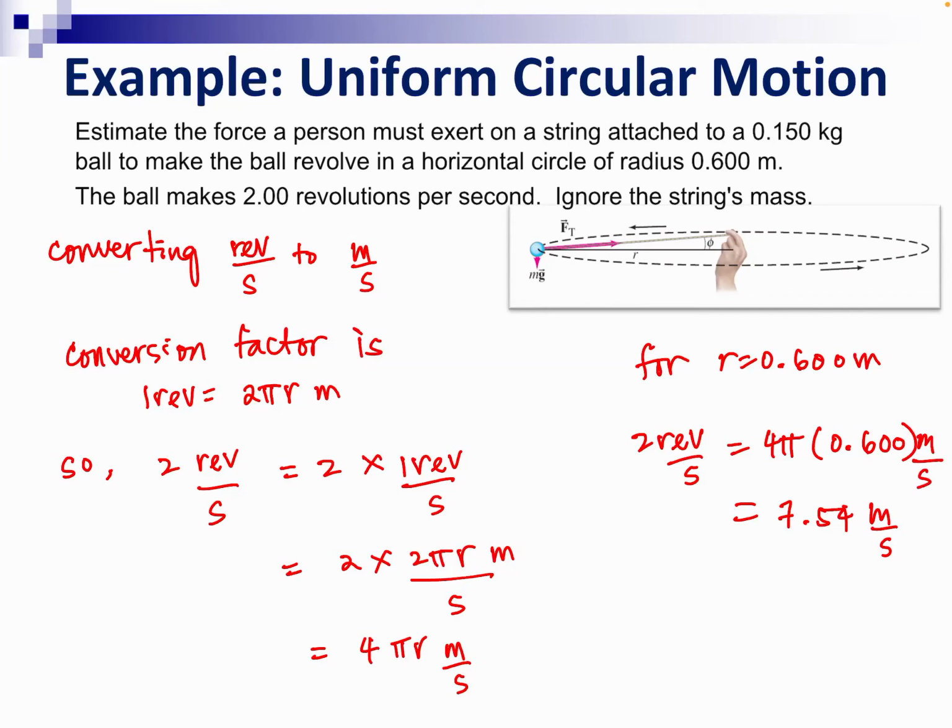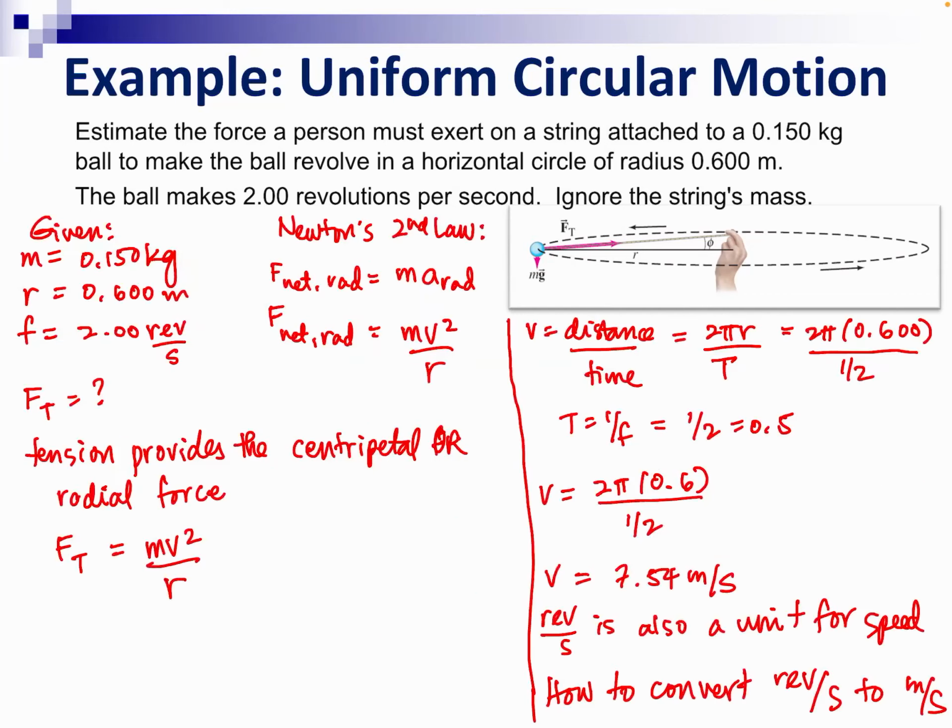Right, so this conversion factor will be quite useful when you're converting revolutions per second, or later on revolutions per minute, into meters per second. All right, so now we've figured out what our v, linear or tangential speed, is. So we then substitute everything into our equation for the tension force.